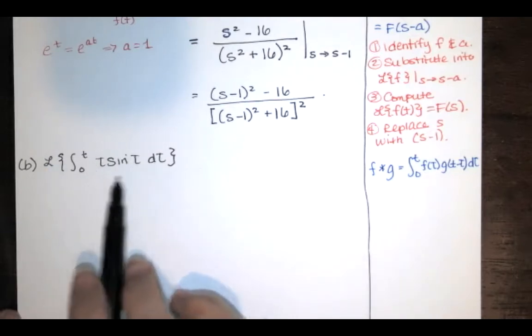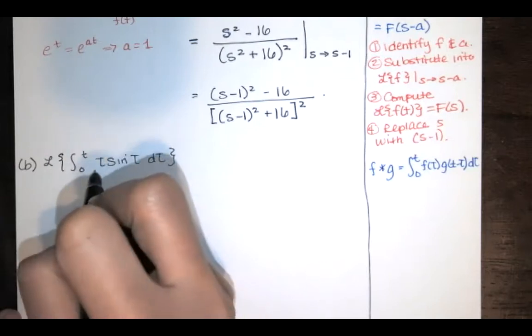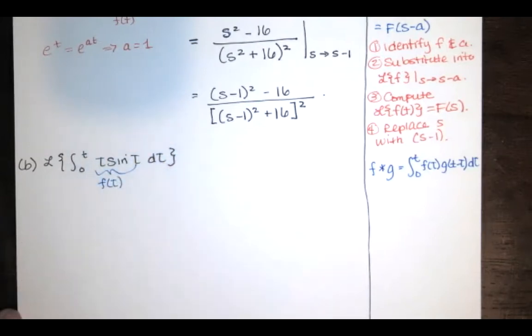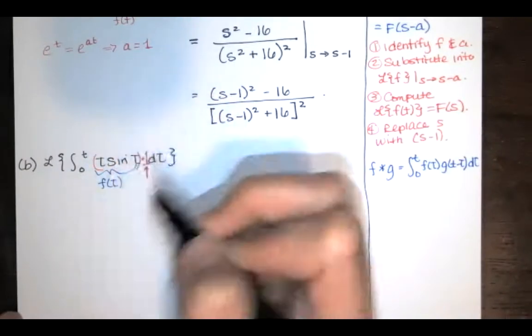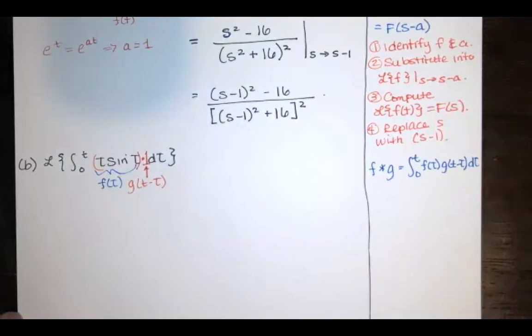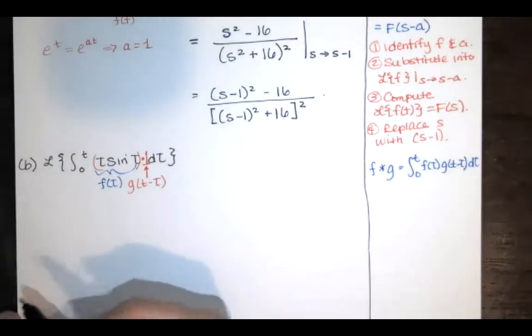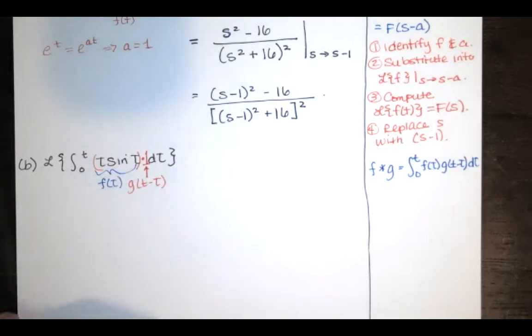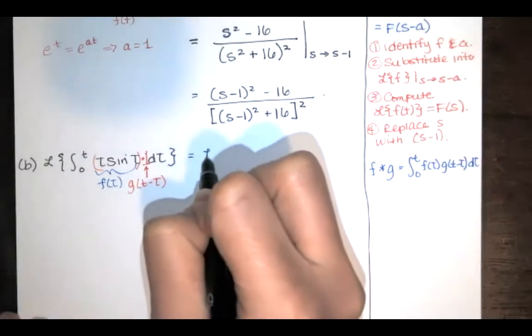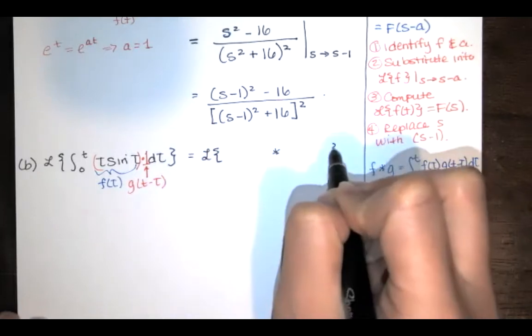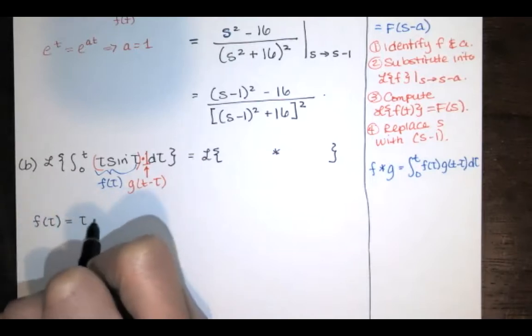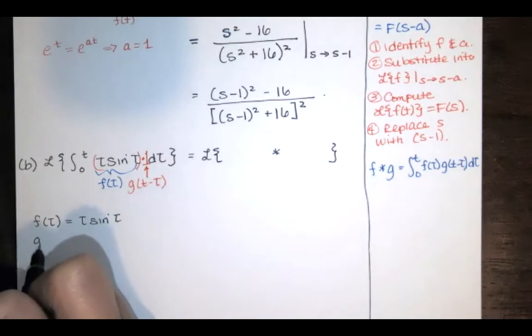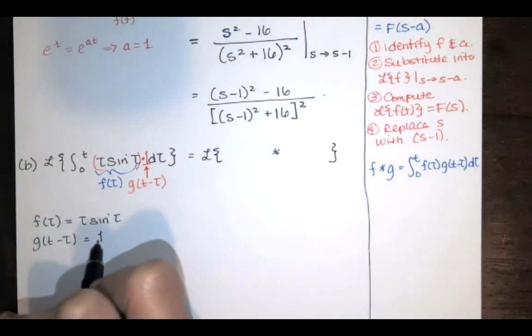And so I'm looking for an f of tau and a g of t minus tau. Now I've got this tau expression here. This is a function of tau. So I could call that my f of tau, but I don't see a g of t minus tau. So I am going to multiply by a 1 there and say that that must be my g of t minus tau. So this is a Laplace transform of a convolution of one function with another function. We know that f of tau is tau times sine of tau, and g of t minus tau is just a 1.